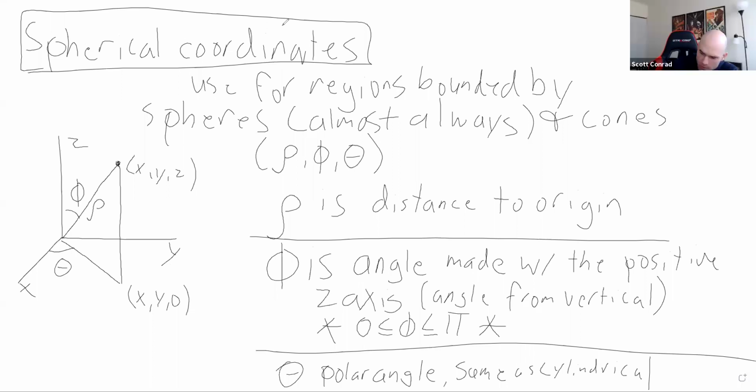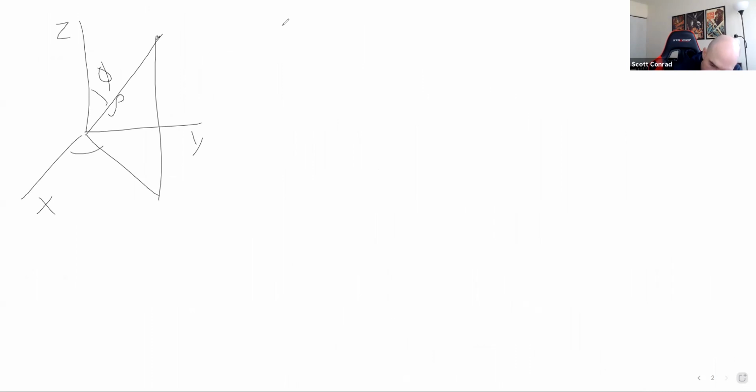Okay, so that's rho, theta, and phi. Let me redraw this real quick. So that's our phi. This guy is our rho. This is our theta. And this guy here is a right angle. So we're going to get a relationship between x, y, and z, and then rho, phi, and theta.